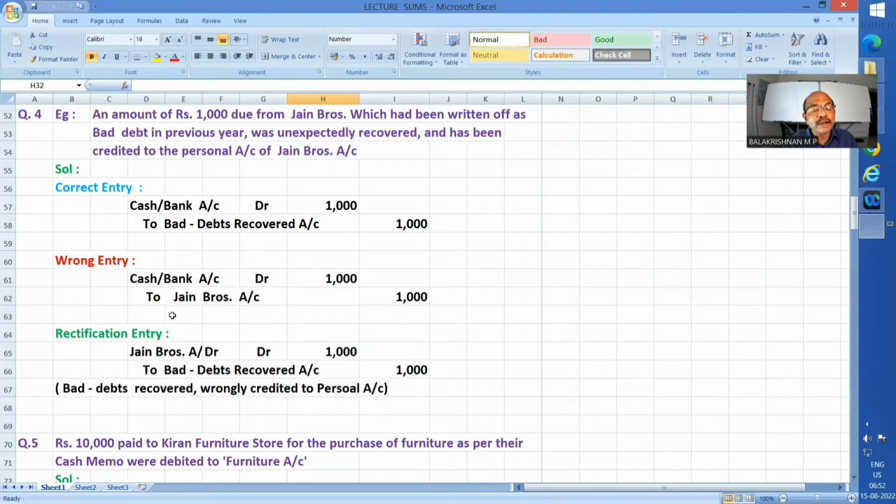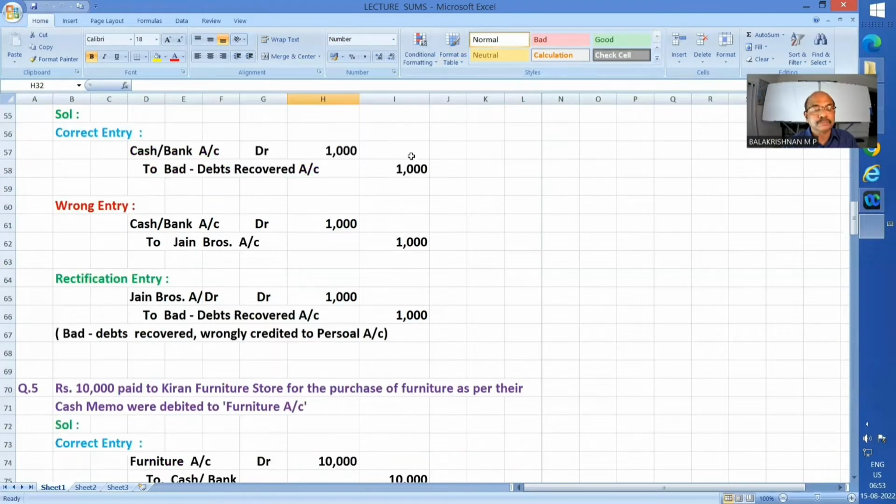Whereas you had given by mistake a credit to Jain Pradesh account. So Jain Pradesh has been wrongly credited. To nullify it, debit it, and bring our pending bad debts recovered account into the picture. So Jain Pradesh account debtor 1,000 to bad debts recovered account 1,000. Bad debts recovered wrongly credited to personal account.